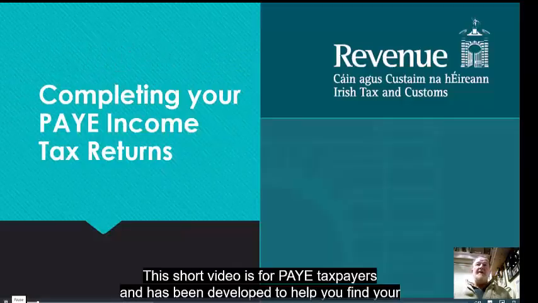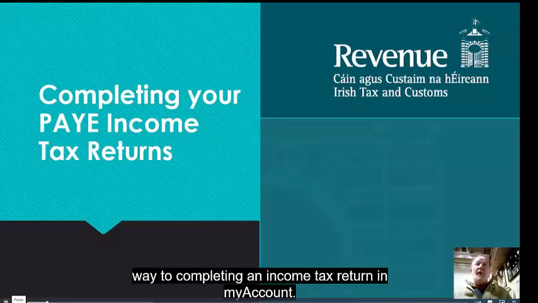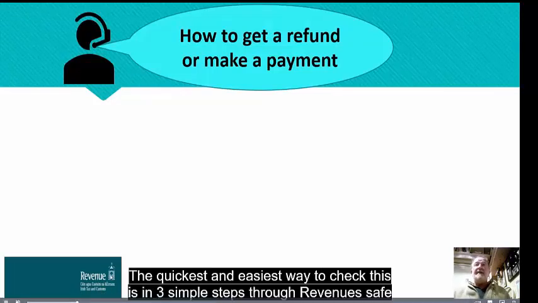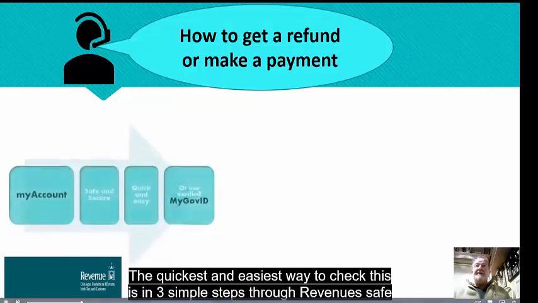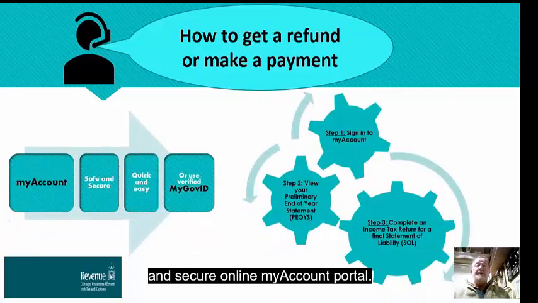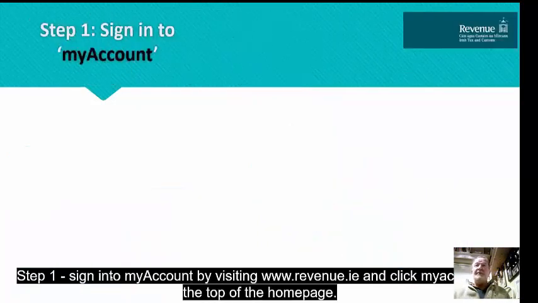This short video is for PAYE workers and has been developed to help you with a way of completing an income tax return for 2023. You can check if you are due a refund of income tax or universal social charge, or need to make a payment to Revenue. The quickest and easiest way to check this is in 3 simple steps through Revenue's safe and secure online My Account portal.